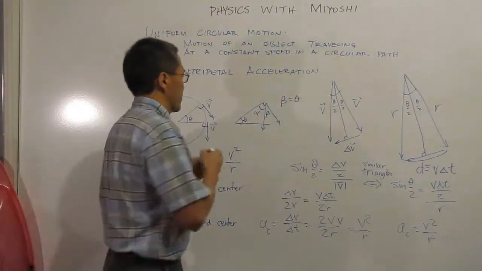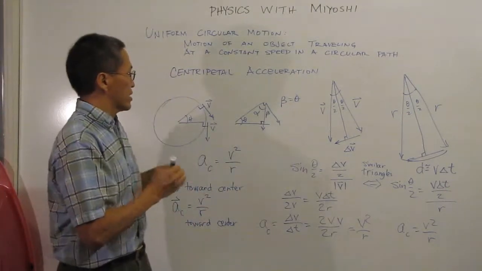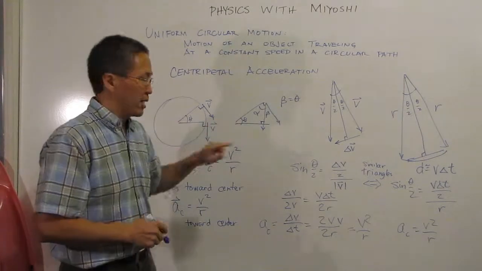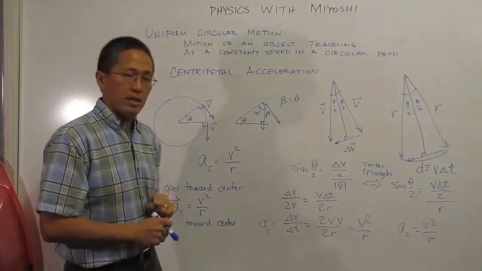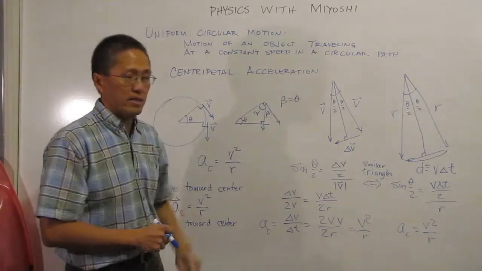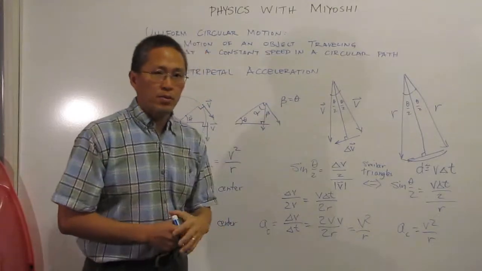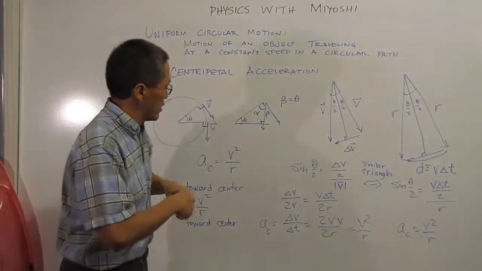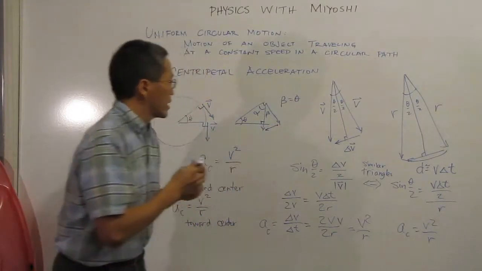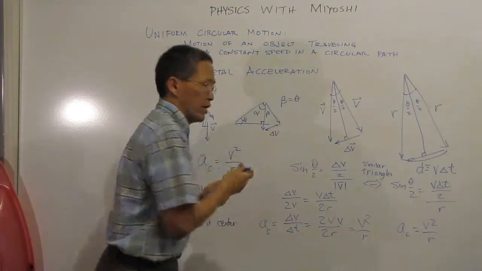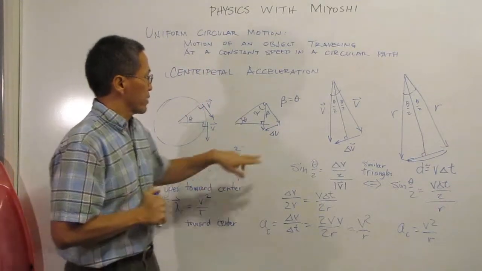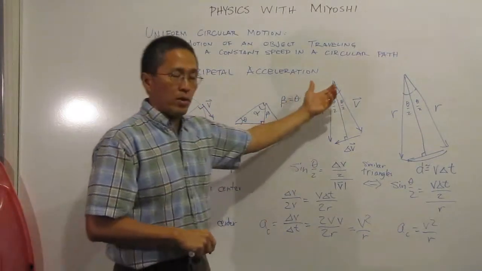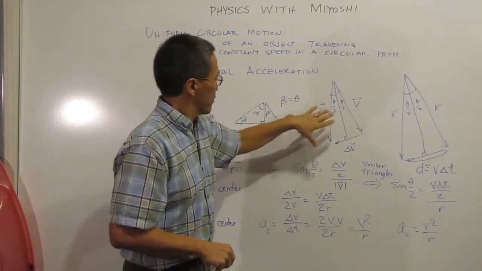We know it's 90. So this angle here has got to be theta, because theta plus alpha is 90. And alpha plus beta is 90, so beta must be equal to theta in this case. Now, if I make a little guy there for the delta v, the change in my velocity vector, then I have this little triangle here. And this little triangle is representing just this guy over here.